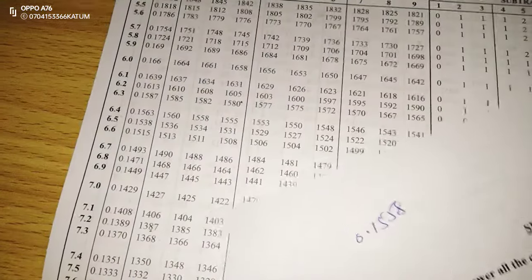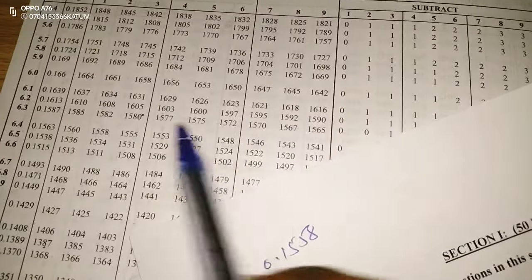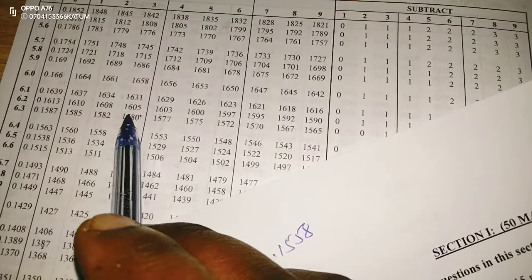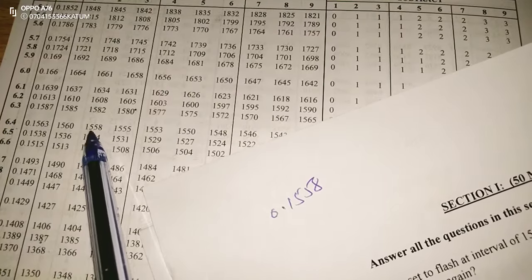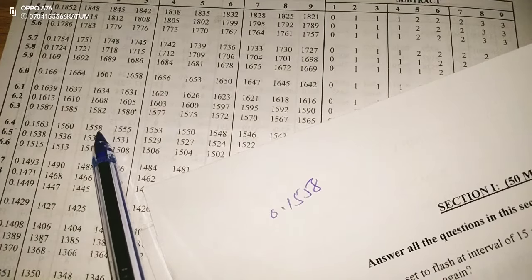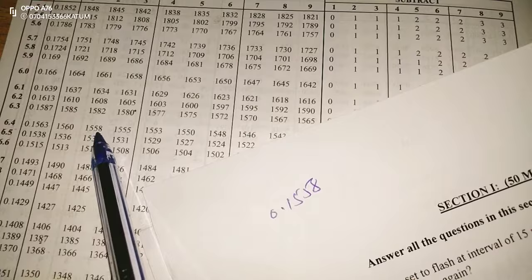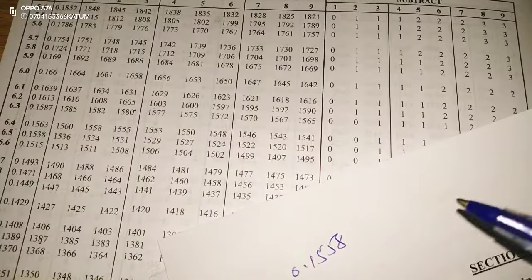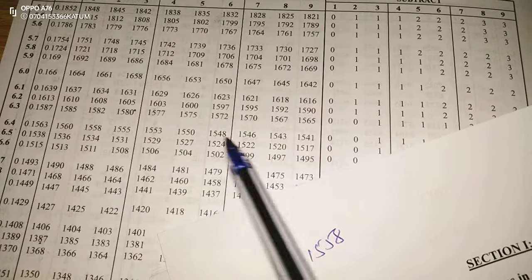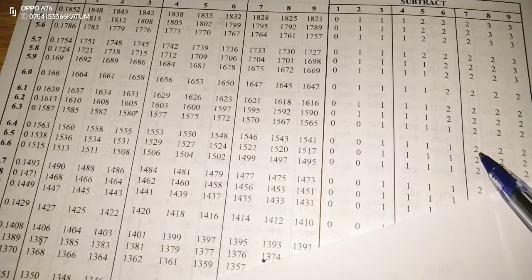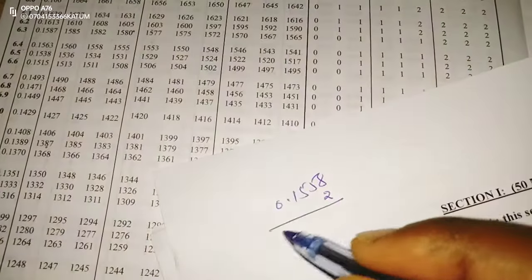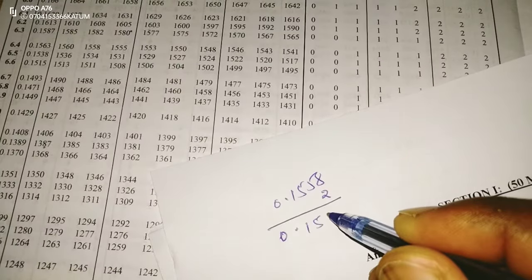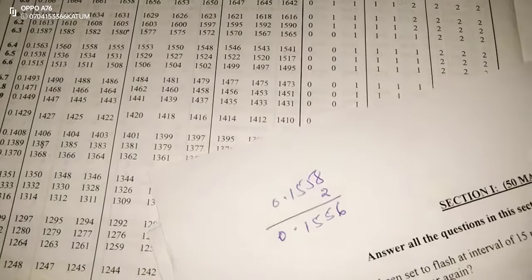0.1558. Then now on the difference side, we are going to subtract, where we have 6.42 but we have 0.1558. Then on the difference side, we add, and we go to where we have 7 along the same row, and we find a difference of 2. So we're going to subtract 2 at this point. So we will have 0.1556.